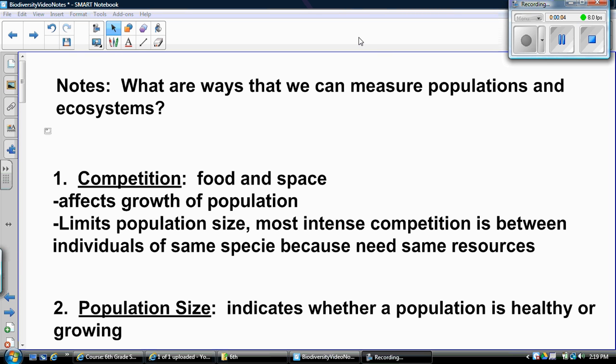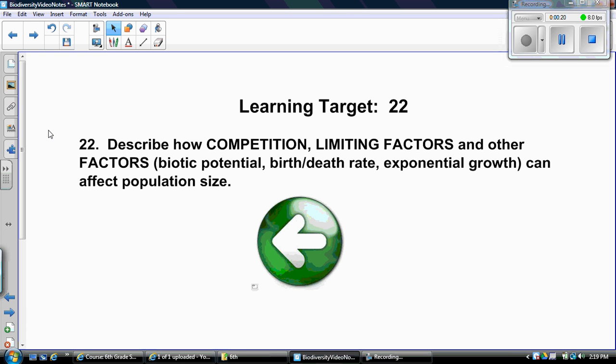Okay, so now that we understand the parts of an ecosystem, we're going to focus on populations. So our essential question for today is: what are ways that we can measure populations in ecosystems? This goes with Learning Target 22.